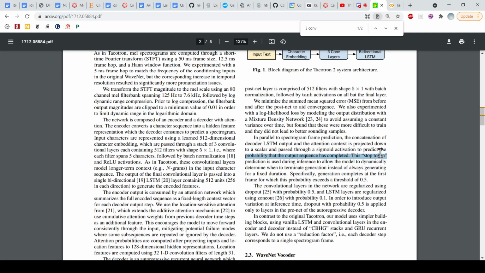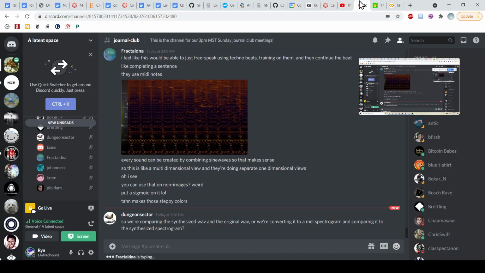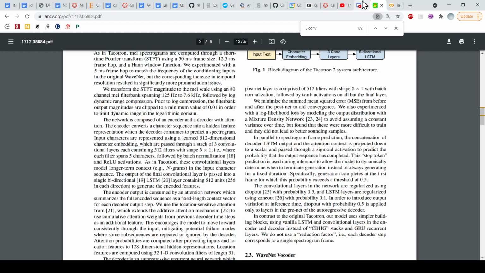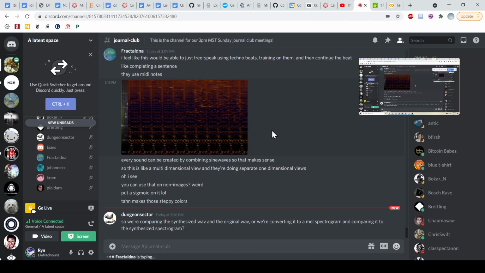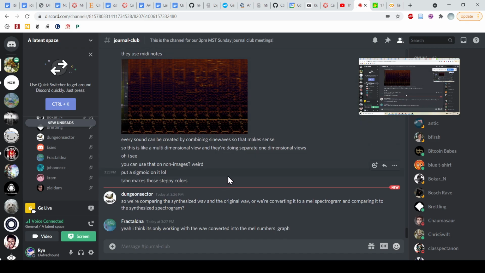Oh, so they also have a stop token using a sigmoid. You'll like that, fractal DNA. That basically tells the probability that the sequence is stopped, because we're working with variable length sequences. We could have a sequence that's 5 samples long. We could have a sequence that's like 100 samples long. Yeah, and I definitely need to figure out if it's the spectrogram or the dot wave that's being compared. I suspect it's the spectrogram.